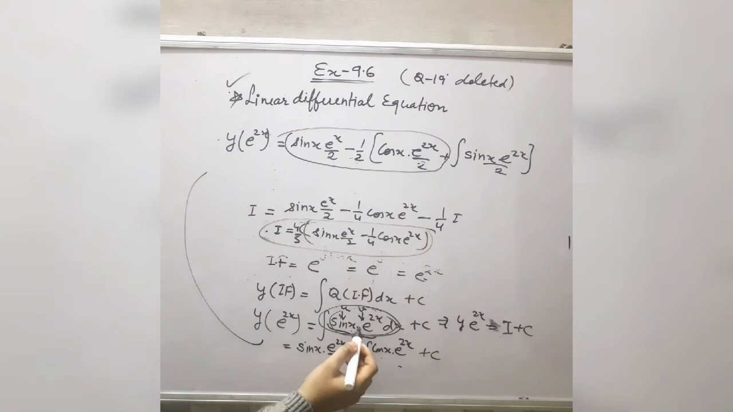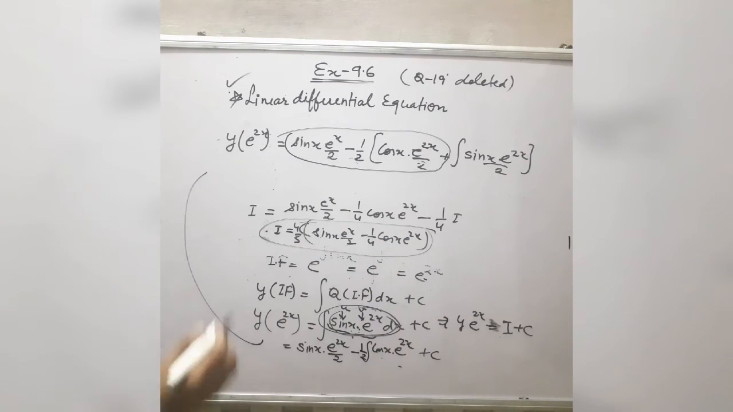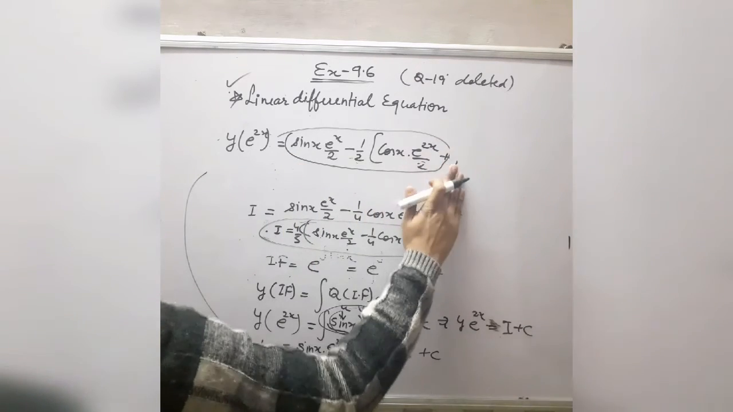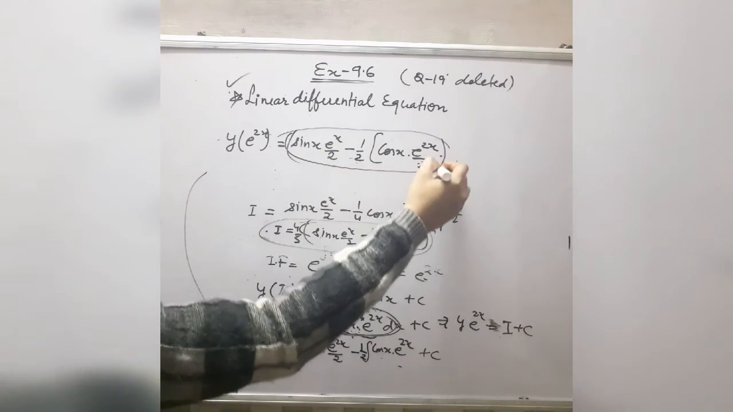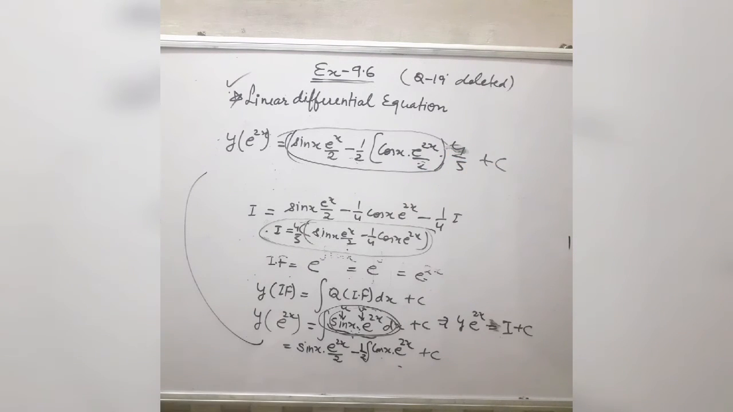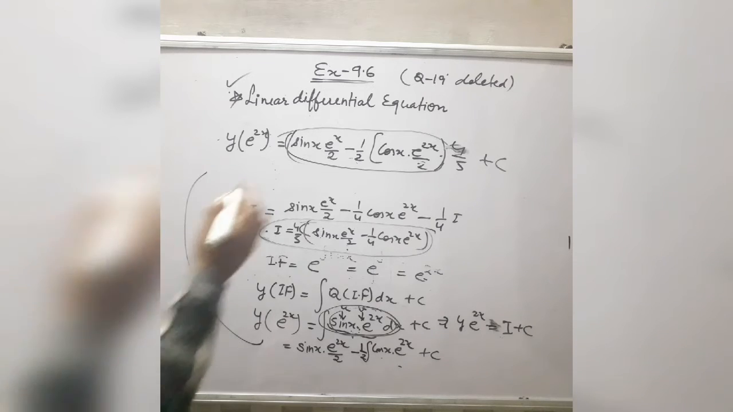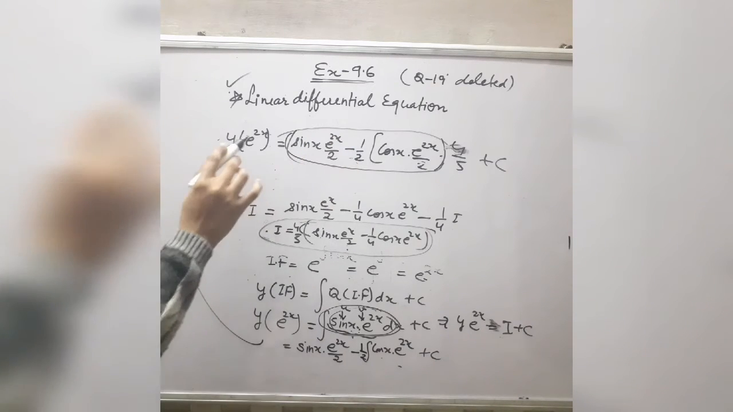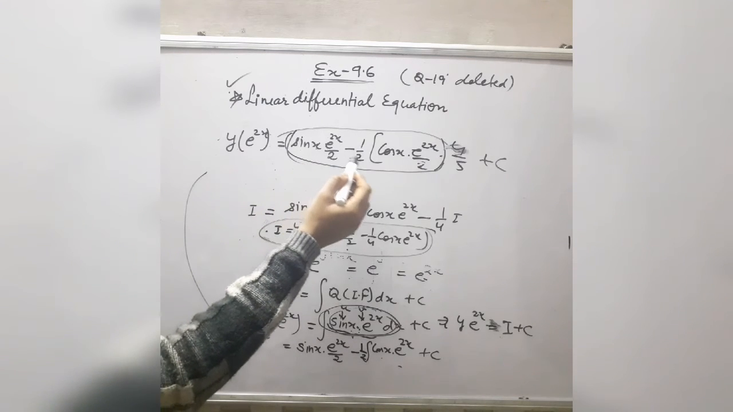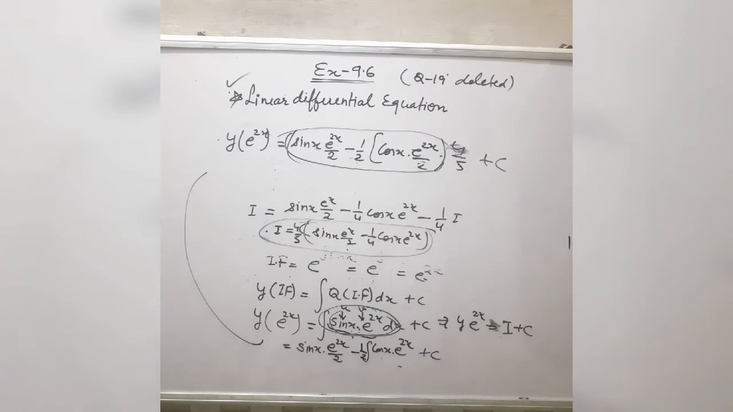So this is the value of this integration. Here in place of this integration you can put this value. This term becomes I, so here you will get into 4 by 5 plus integration constant c. Clear? So y into e raised to power 2x is equal to 4 by 5 into sin x e raised to power 2x by 2 minus this, plus integration constant c.